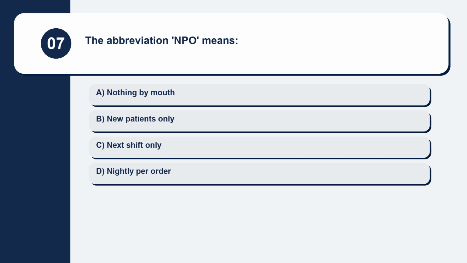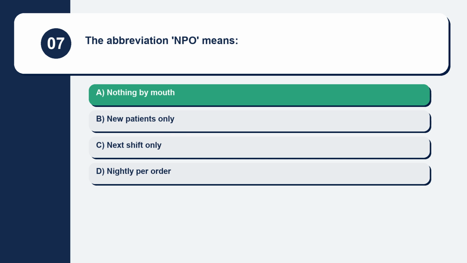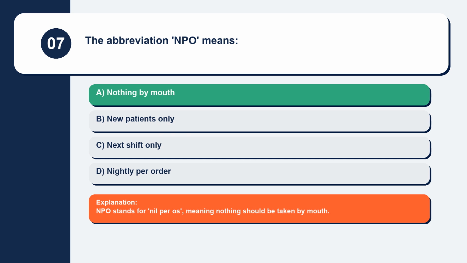Question 7. The abbreviation NPO means nothing by mouth. New patients only. Next shift only. Nightly per order. NPO stands for nil per os, meaning nothing should be taken by mouth.